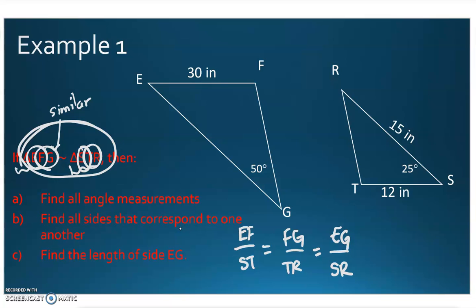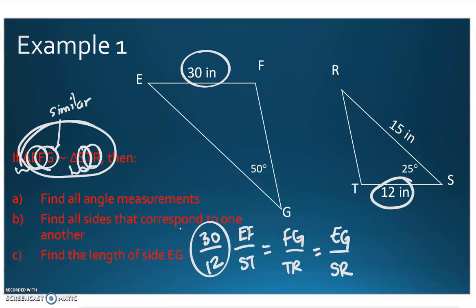So EF is a side length that we already know. Notice how it corresponds with ST. So notice how we know those two side lengths. So I can just substitute 30 for EF and 12 for ST. And that is a ratio that we can use. All of the other side lengths, the corresponding side lengths, will be in the same exact ratio, the same proportion.